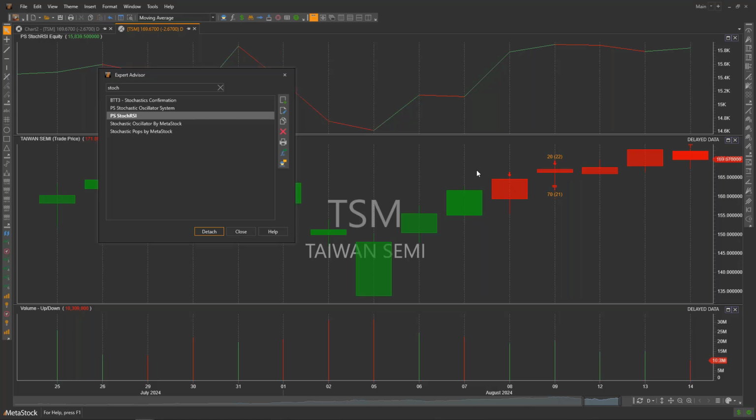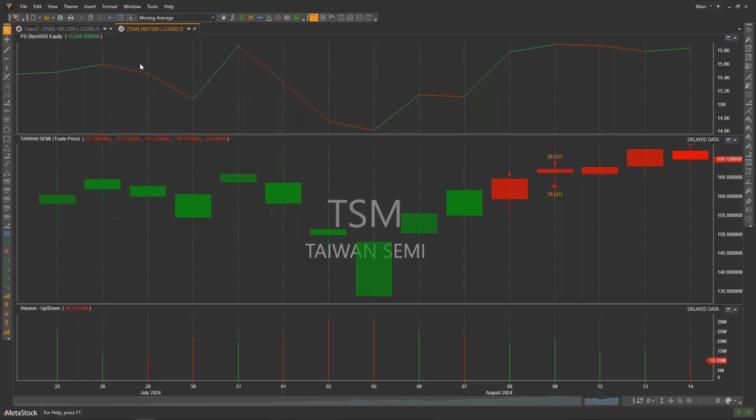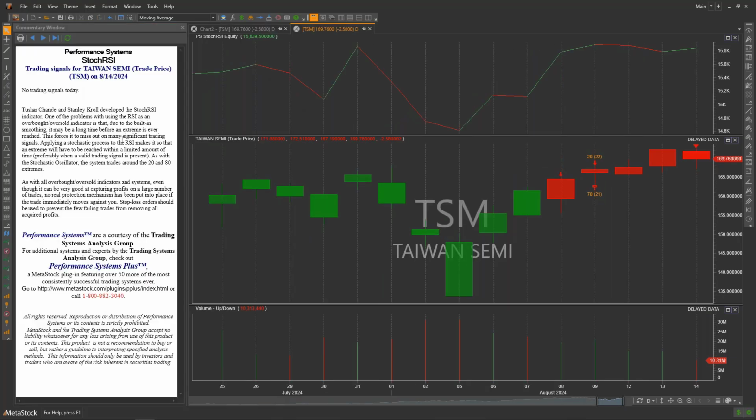It'll tell us the system was created by Stanley Kroll and Tushar Chande. Here's what it combines: a stochastic RSI. Where's the commentary? View, commentary. I'm not going to spend too much time here. Tushar Chande and Stanley Kroll developed the stochastic RSI indicator. One of the problems with the RSI as an overbought/oversold indicator is that due to the built-in smoothing, it may take a long time before an extreme is ever reached. This forces us to miss out on significant trading opportunities, so applying a stochastic process. That gives you an idea of what the indicator is and what it does.